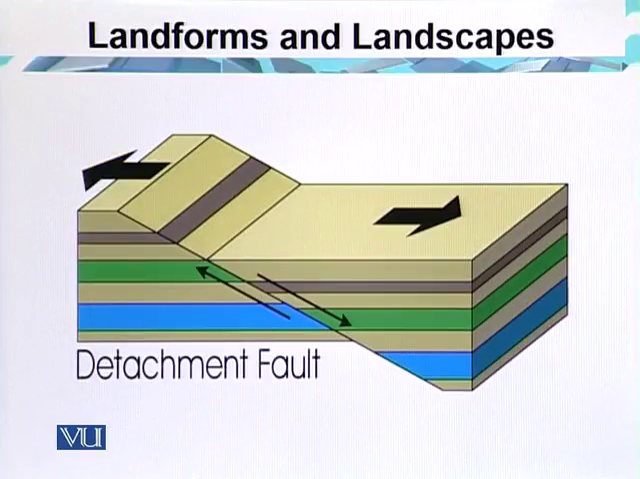Detachment faulting is associated with large-scale divergence. It often has very large displacements, even tens of kilometers. They are found on the seafloor close to divergent plate boundaries.